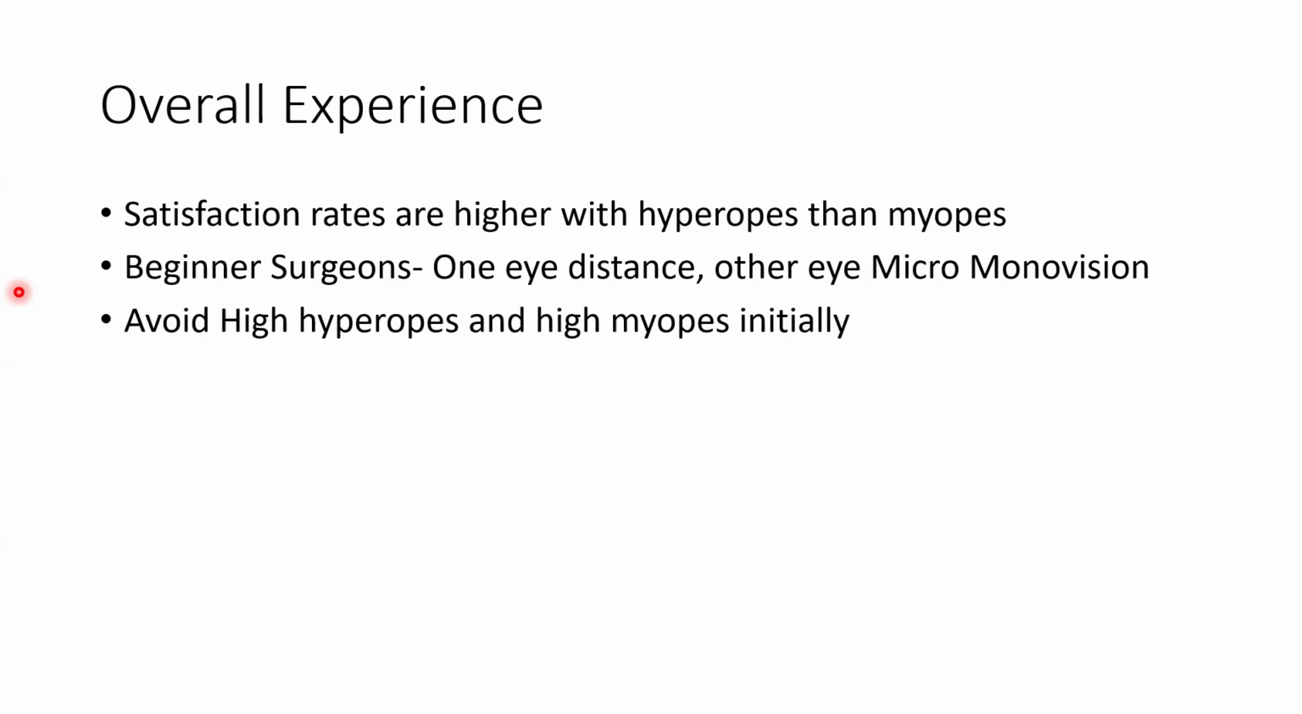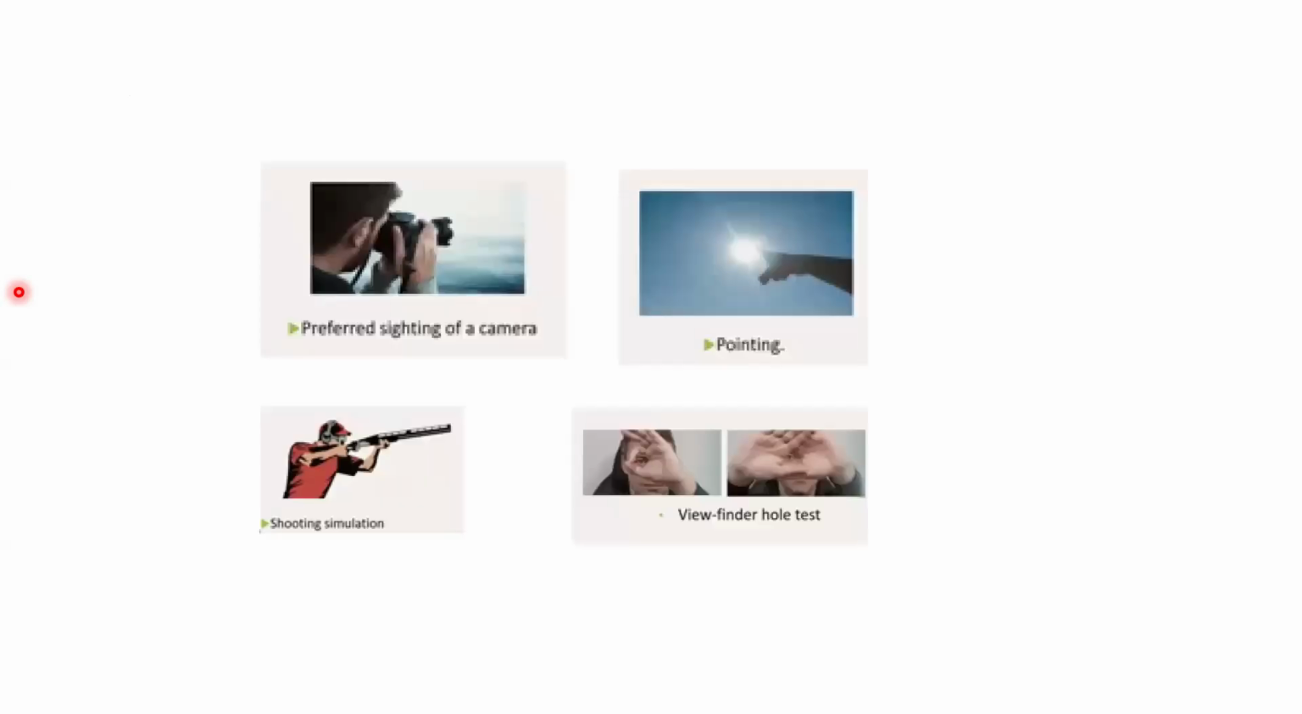In beginner surgeons, most of the faculties advise that you correct one eye for the distance and in the other eye you give micromonovision, the details of which I'm going to go through later. And initially in your practice, avoid high hyperopes and high myopes.